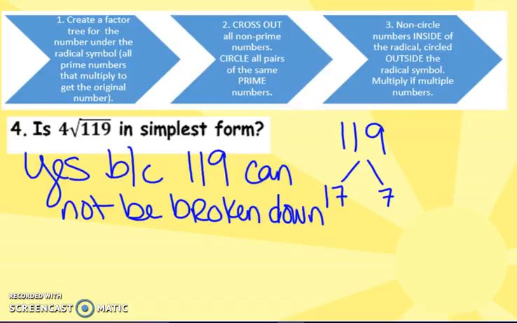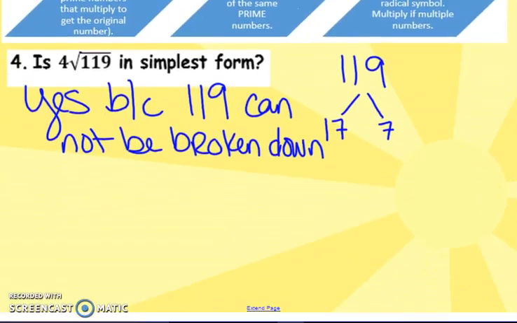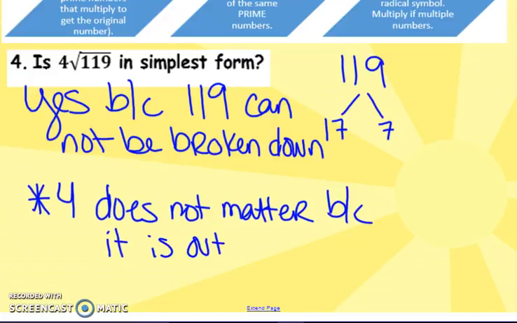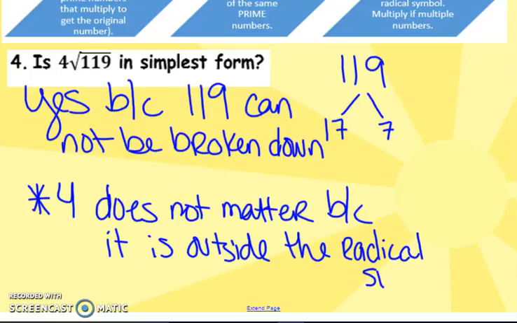Now, one note you might want to make yourself, because some of you might have looked at this and said, oh no, it's not. I know 4 is a perfect square. 4 does not matter because it's outside that radical symbol. So any number that's out in front, if it's asking if it's in simplest form, we're just going to disregard that. We're only focusing on the number underneath the radical symbol, just like if it asked you to simplify it, you only focus on the number underneath the radical to begin the simplification.